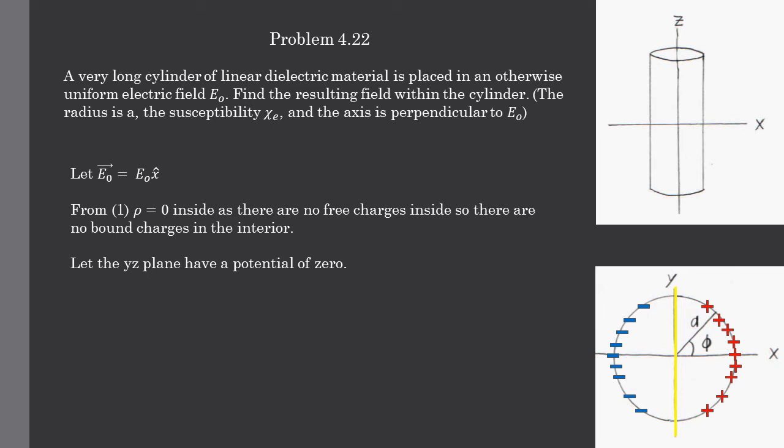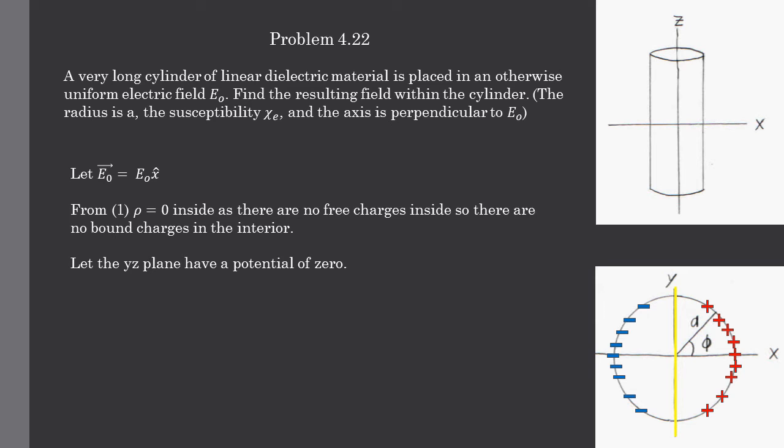And then, recalling that since it didn't say there were any free charges on or in our linear dielectric, we'll assume that there are no free charges. So if there are no free volume charges, by the first equation we found, there cannot be any bound charges. So rho is 0 inside this cylinder. And we're going to choose the yz plane to have a potential of 0.